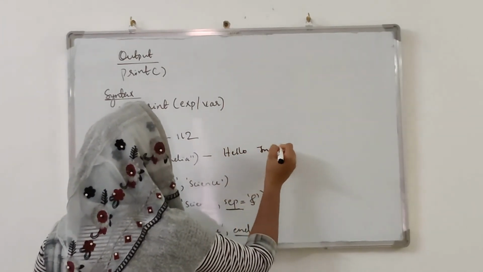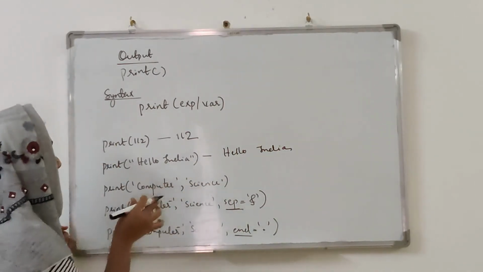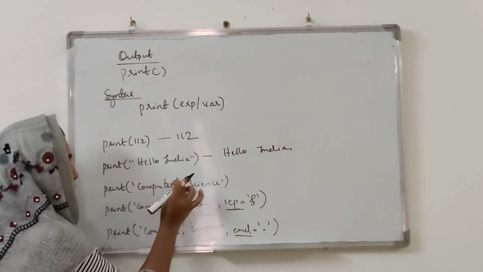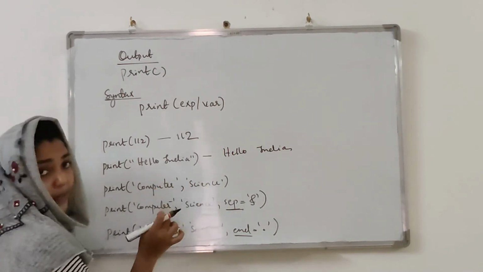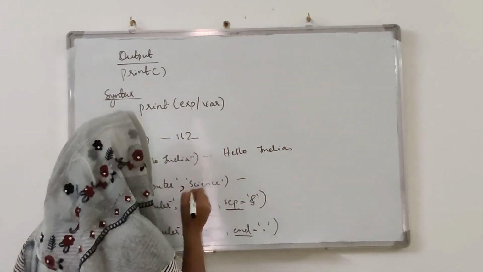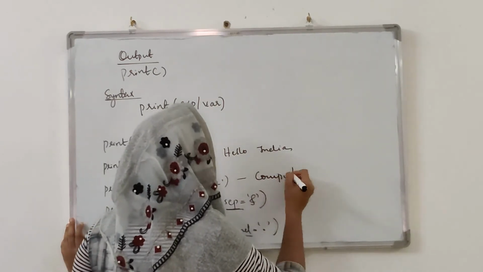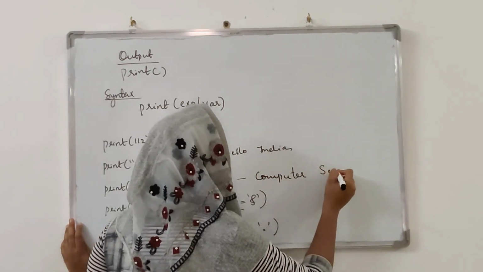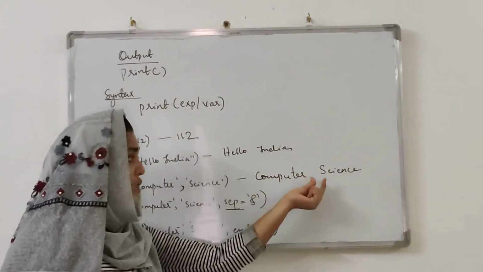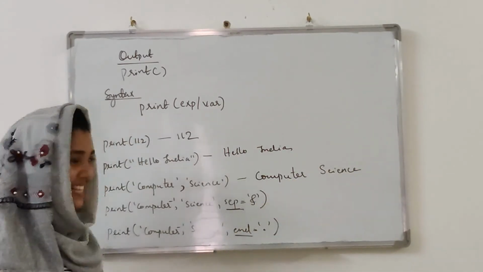Hello India. Next is computer science. So computer is given inside one quote and science is given inside another quote, and these two words are separated by a comma. Even though these are separated by a comma, the output will be like this: computer science. This means a space will occur between the words computer and science.